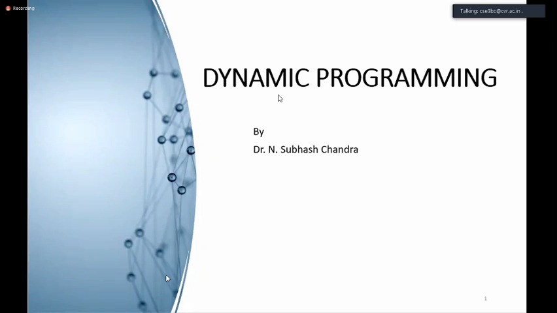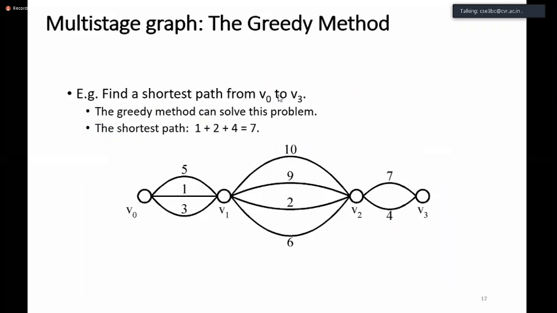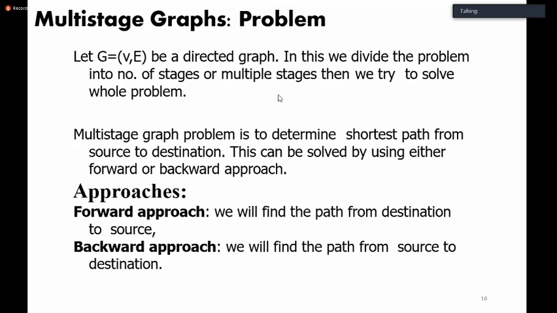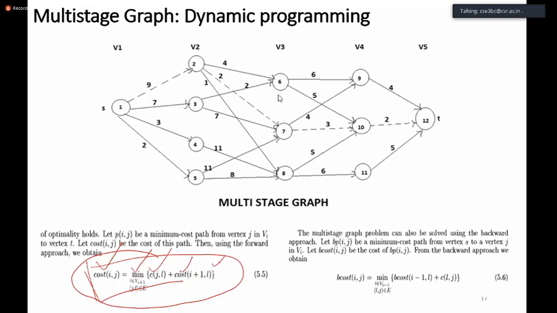Now I'm going to explain one problem so that you can understand very easily how to apply dynamic programming on a multi-stage graph. Once you check this formula, this is the forward approach: cost of i comma j is equal to minimum of c of j comma l plus cost of i plus 1 comma l. Okay, this we explain now.